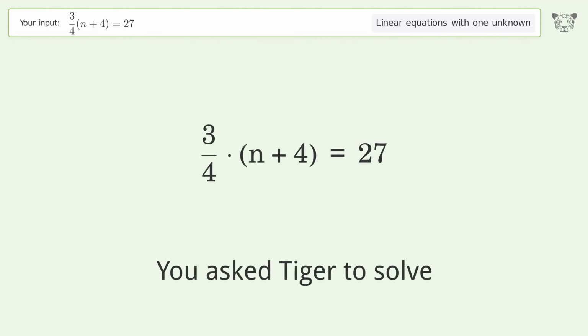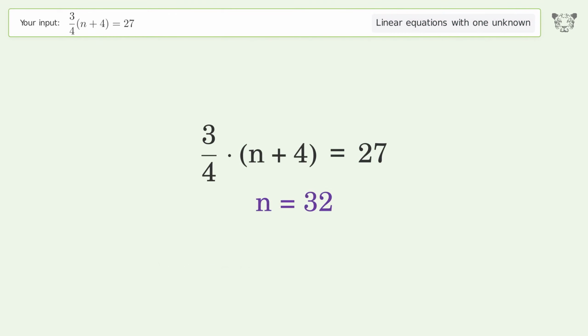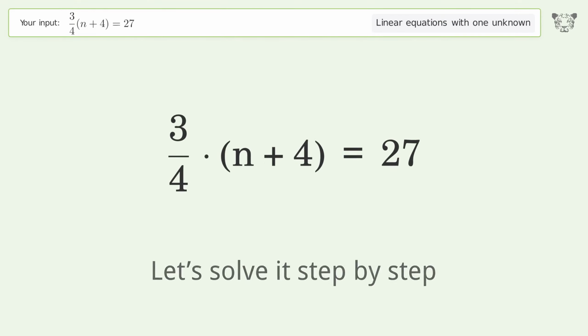You ask Tiger to solve. This deals with linear equations with one unknown. The final result is n equals 32. Let's solve it step by step.